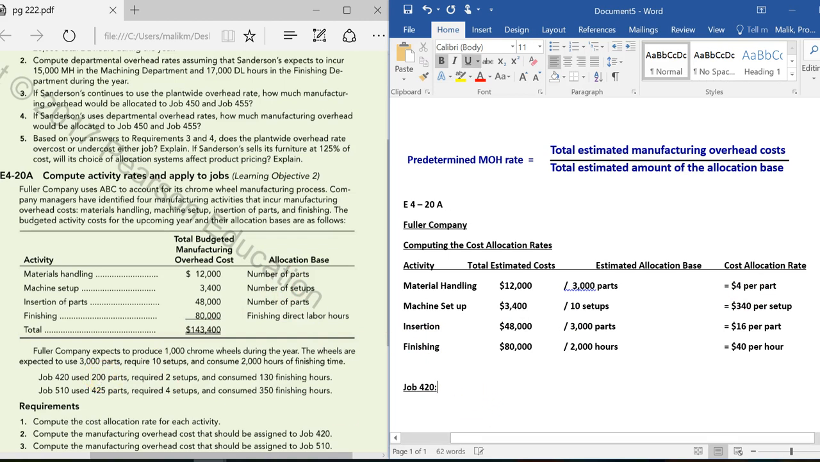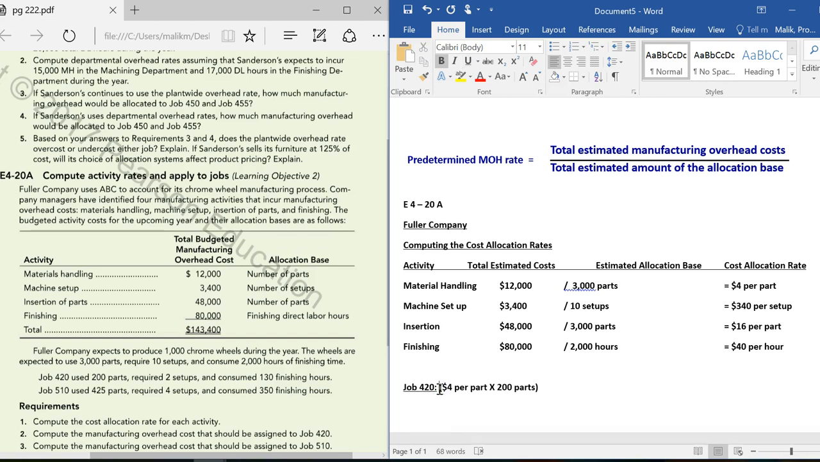So for job 420, they actually used 200 parts, and you see material handling's allocation base is number of parts, and the rate is $4. That means if they use one part, the cost will be $4. For job 420, they used 200 parts. So what will be your material handling cost? So the material handling cost will be the rate, which is $4 per part, multiplied by the actual amount of allocation base, which is 200 parts that they have used for job 420. So I'm gonna multiply it by 200 parts. So this part is our material handling costs.